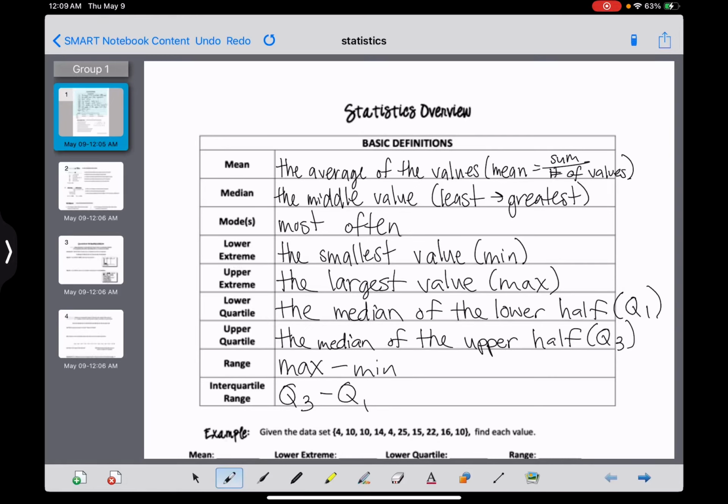So now we're going to talk about statistics. And with statistics, we're talking about mean, median, mode, and specifically looking at box plots, finding those quartiles and the interquartile range. So I have just some definitions here for you.